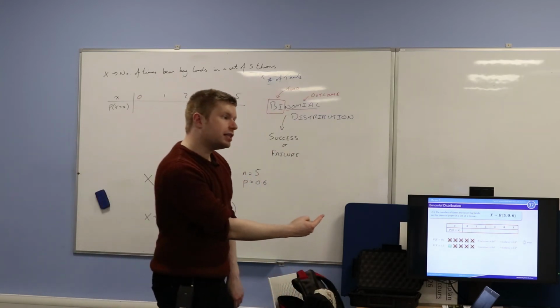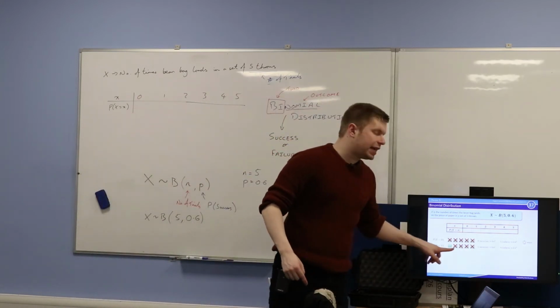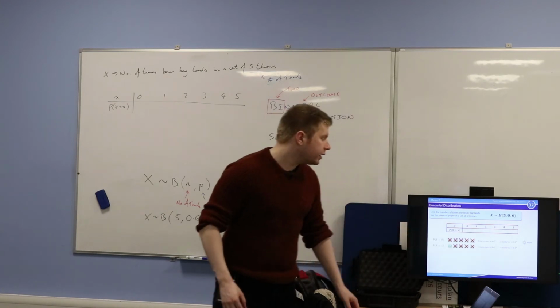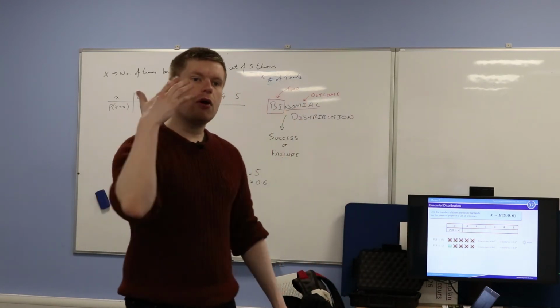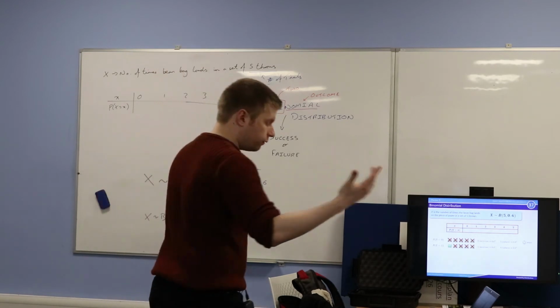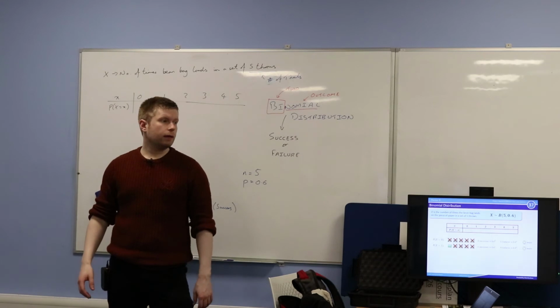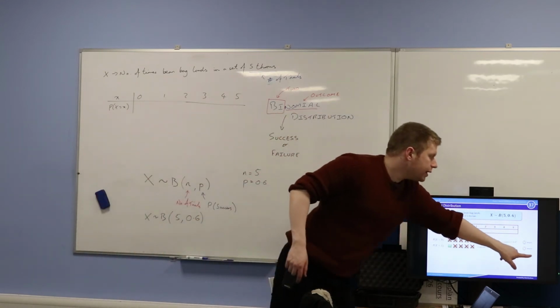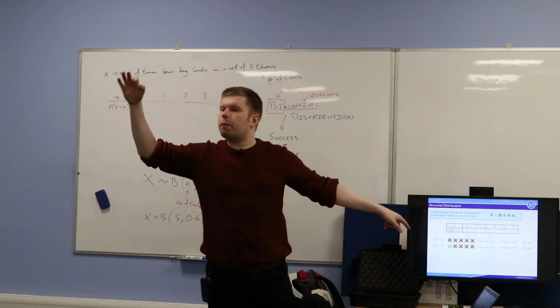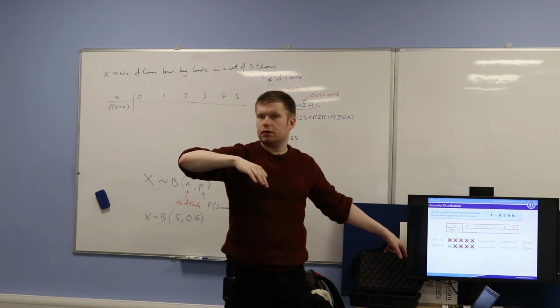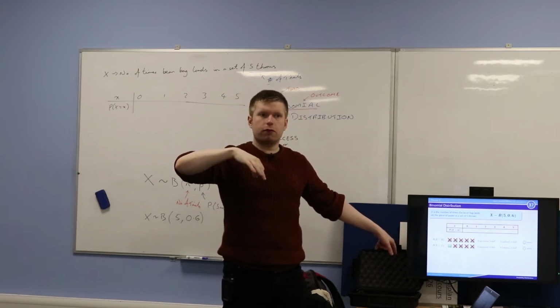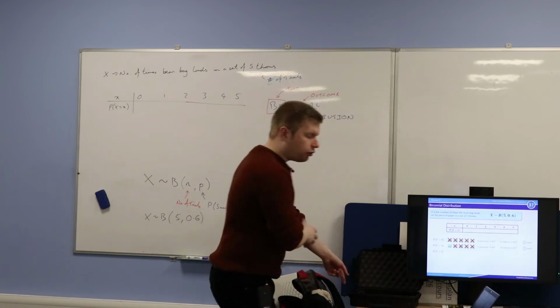Then the only thing to consider now is how many ways I can get one success from 5 trials. 5 choose 1, exactly, which is 5. Does that make sense? So this thing over here is always done from the perspective of the success. Is that okay? It's always done from the perspective of the success. Okay, let's go through the next one quickly.